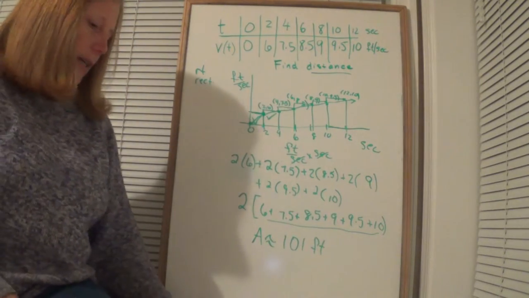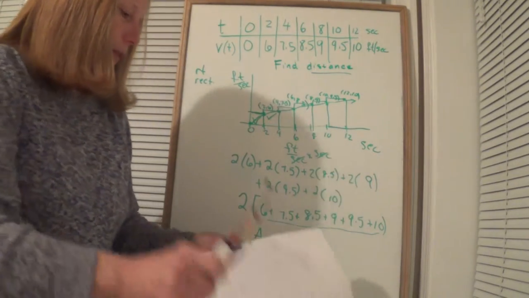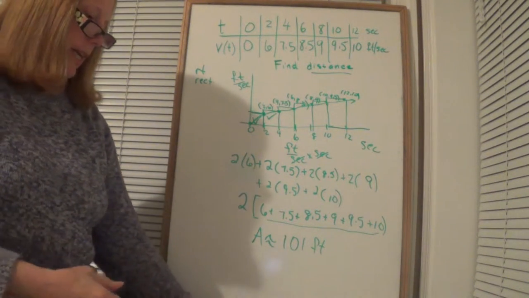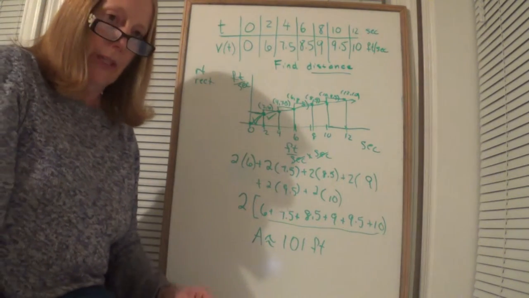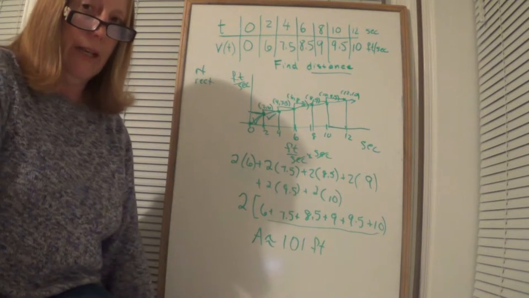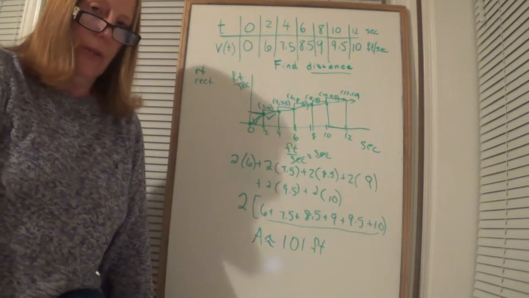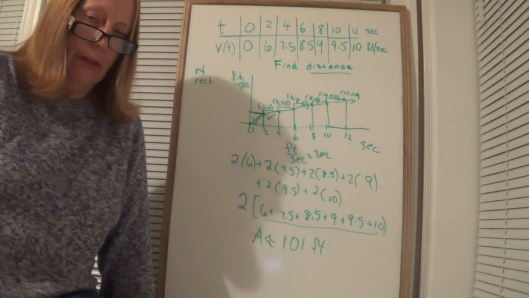All right, our next point for discussion is a new method of finding areas under curves. We've done the right boxes, we've done the left boxes, we did the midpoint boxes, and now we're going to do another kind of box.